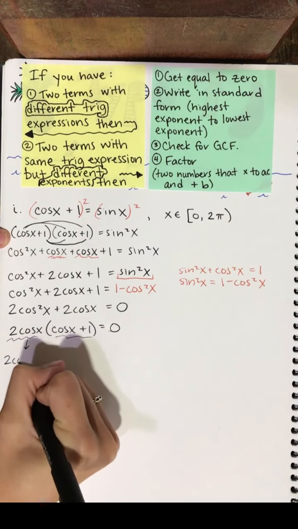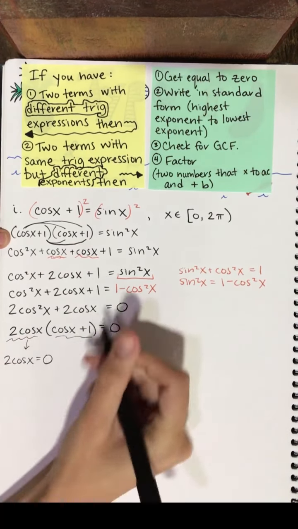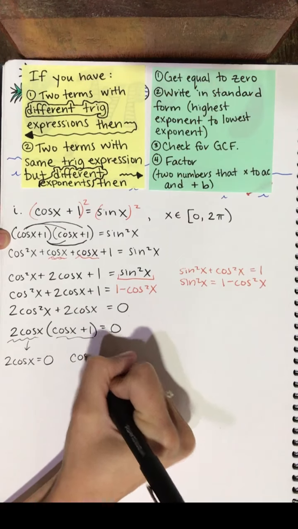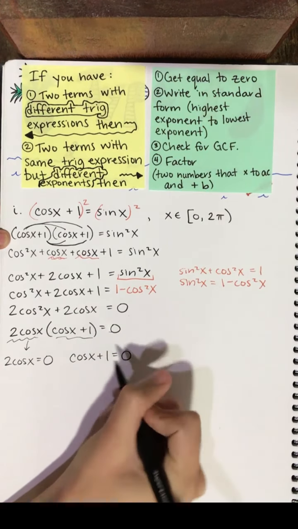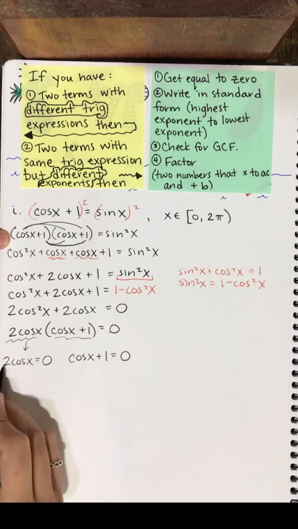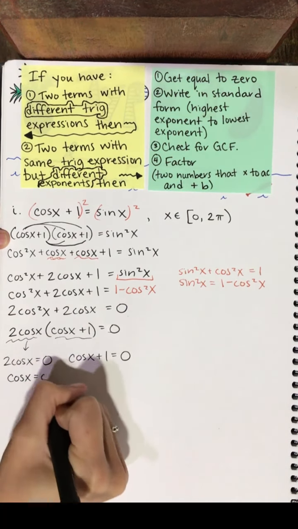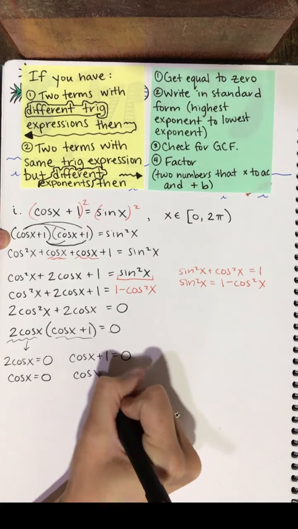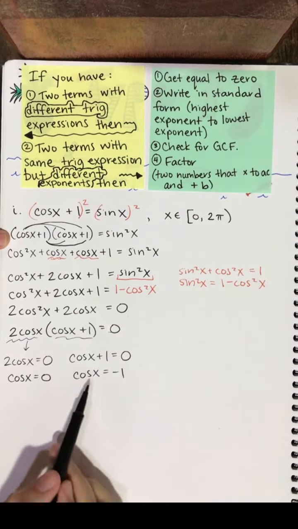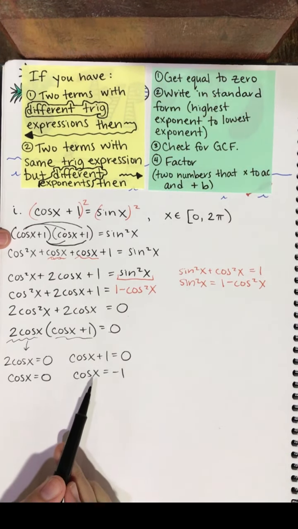So I've got 2 cosine of x is equal to 0, and cosine of x plus 1 is equal to 0. Over here, divide by 2, 0 divided by 2 is 0, so cosine of x can be equal to 0, or cosine of x can be equal to -1. Now we're not done. The goal is to solve for x, right?